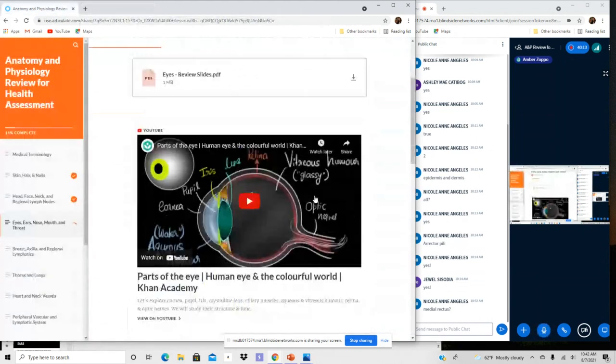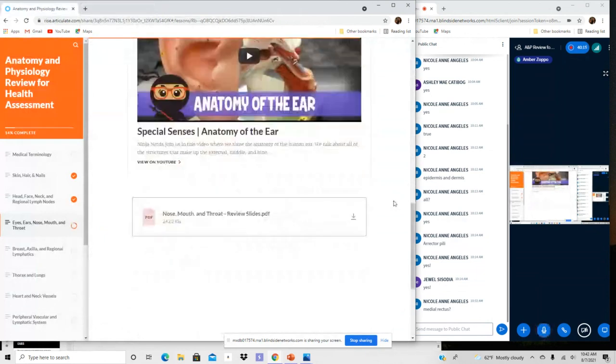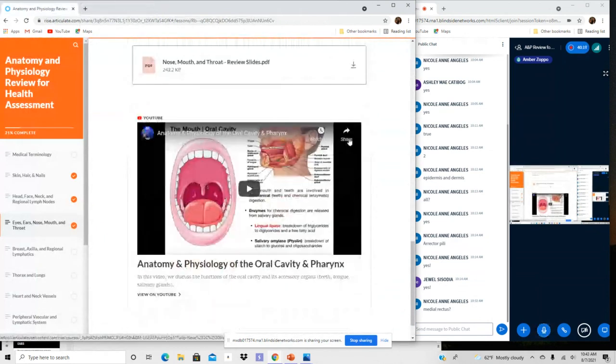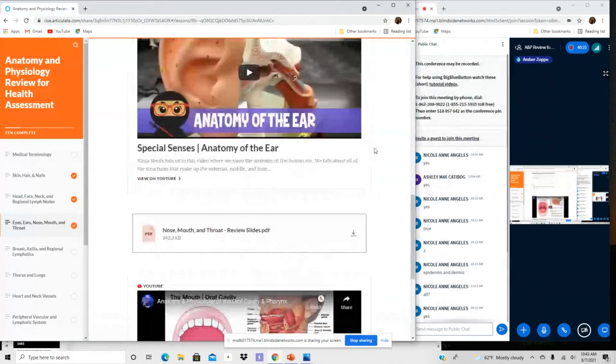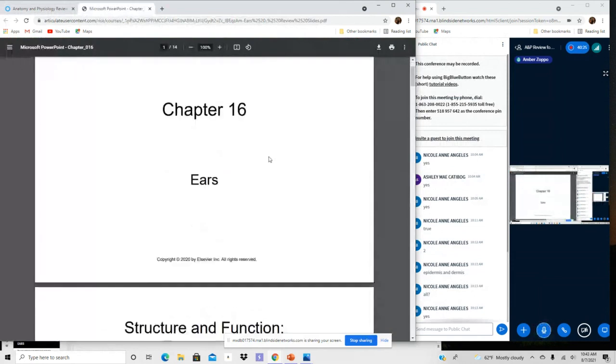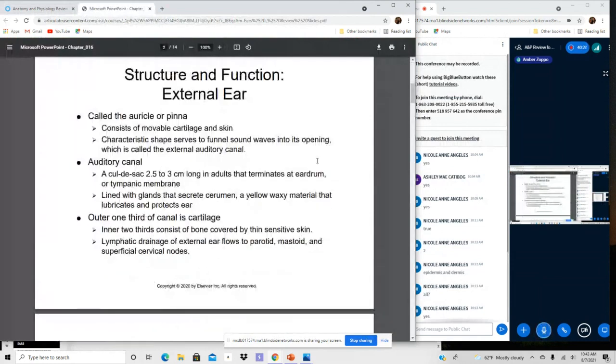So the next part that we're going to go over is the nose, mouth, and throat. I think the ears, also the ears. So the external ear is called the auricle or pinna. It consists of movable cartilage and skin. Its characteristic shape serves to funnel sounds into its opening, which is called the external auditory canal.